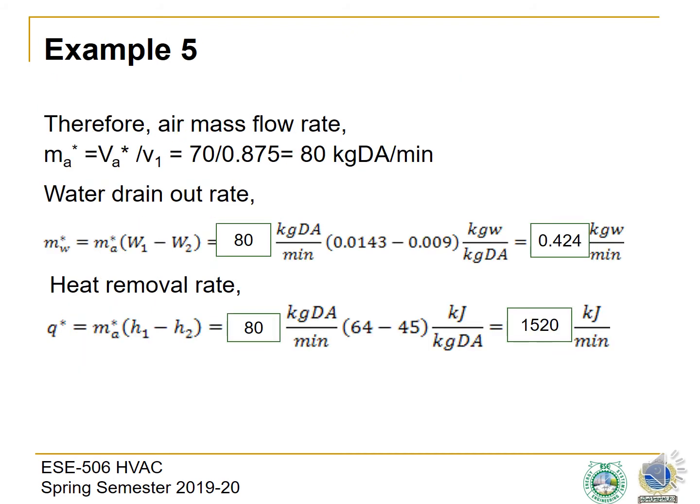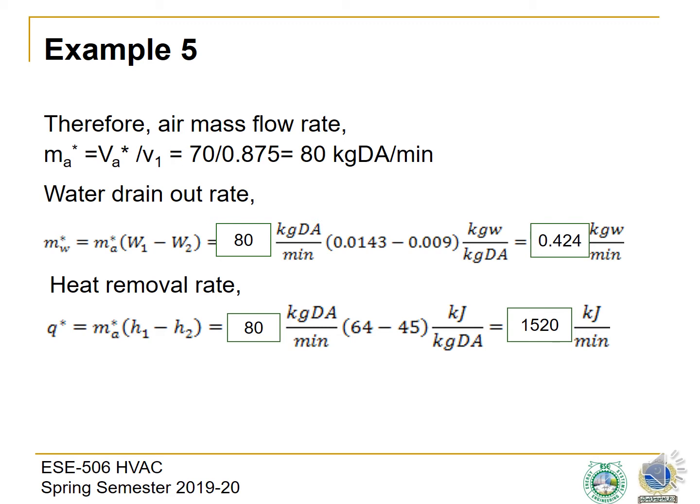After determination of specific volume, the air mass flow rate m prime is equal to V prime over v1. So 70 divided by 0.875, the volumetric flow rate of air divided by specific volume of air, is equal to 80 kg dry air per minute. Now, the water drained out, meaning the capacity of the dehumidification process.